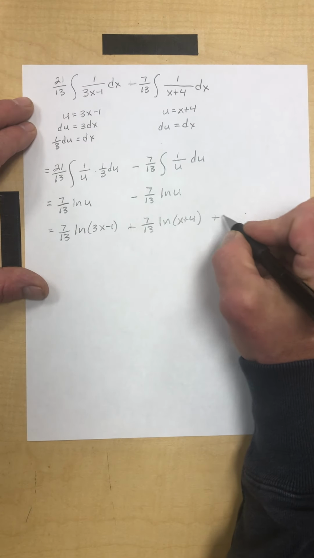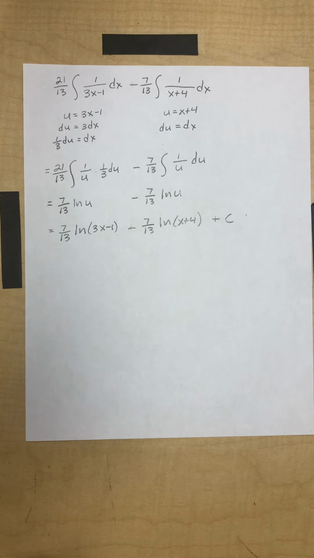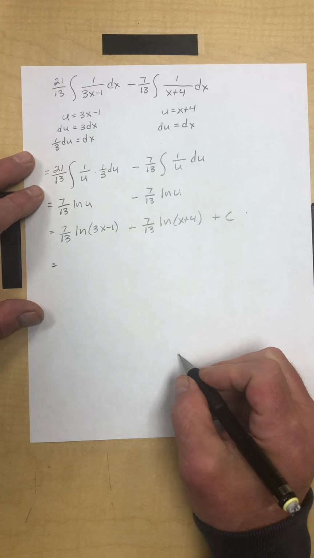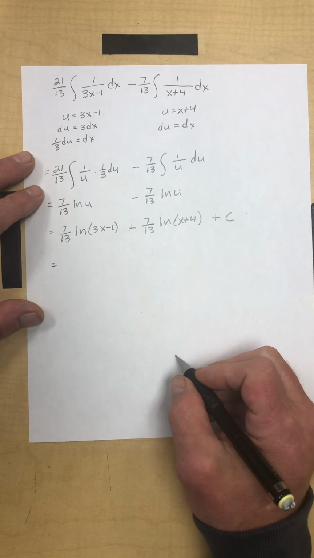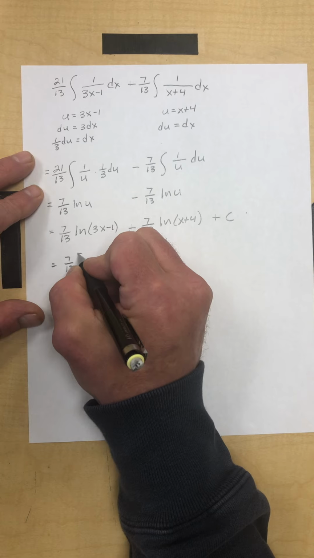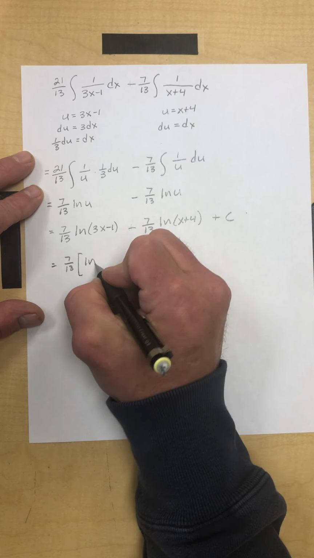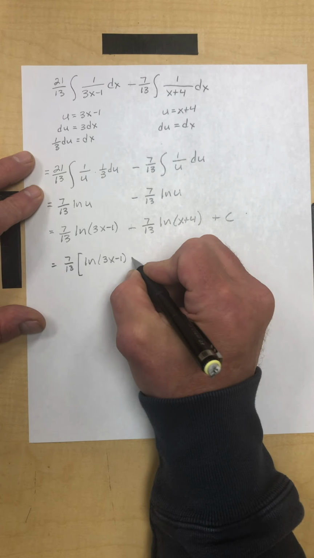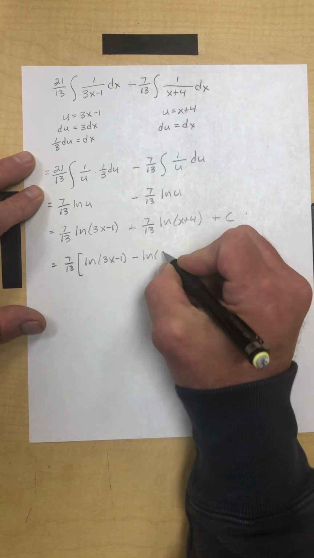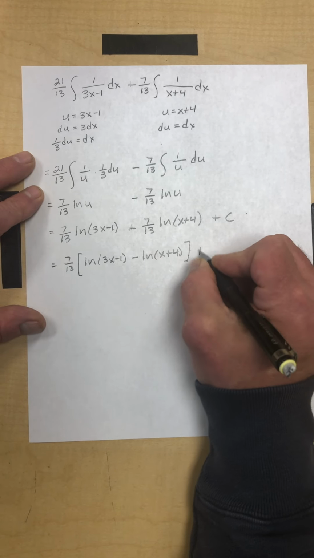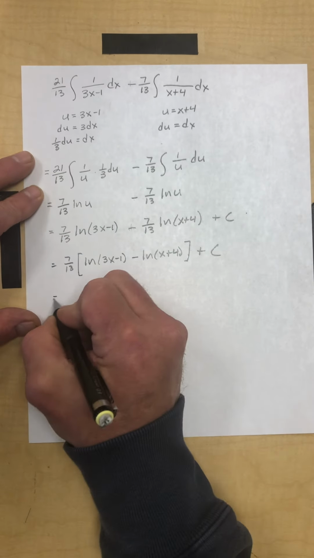Okay, then plus my constant of integration. Okay, so let's see. What can we do here? All right, notice that you have a common factor of 7/13. So if I pull that out, I'm left with the natural log of 3x minus 1 minus the natural log of x plus 4. Okay, plus my constant of integration.